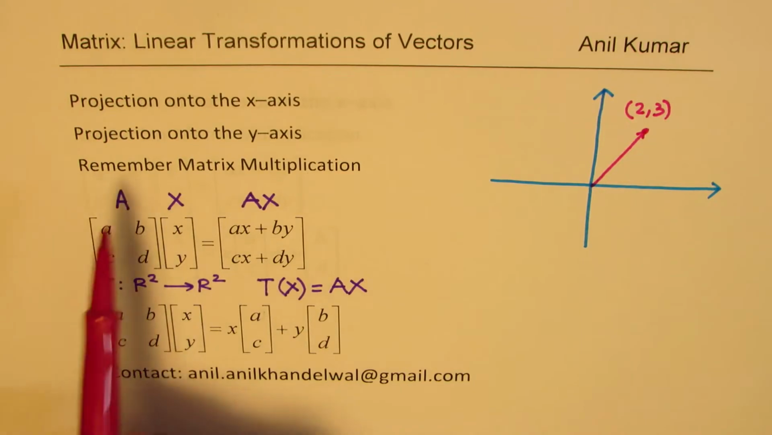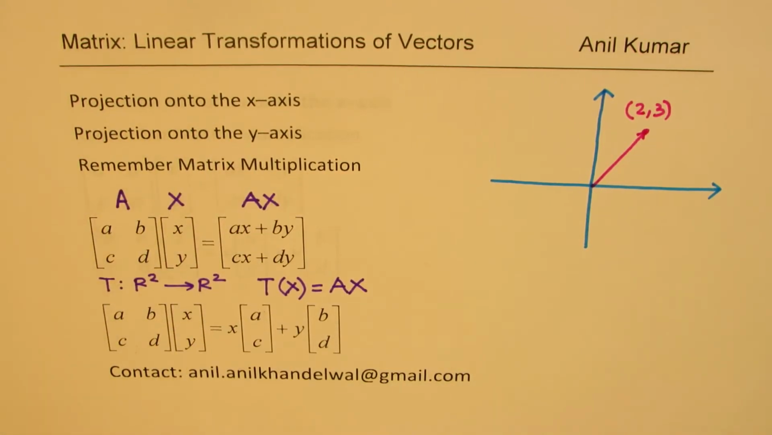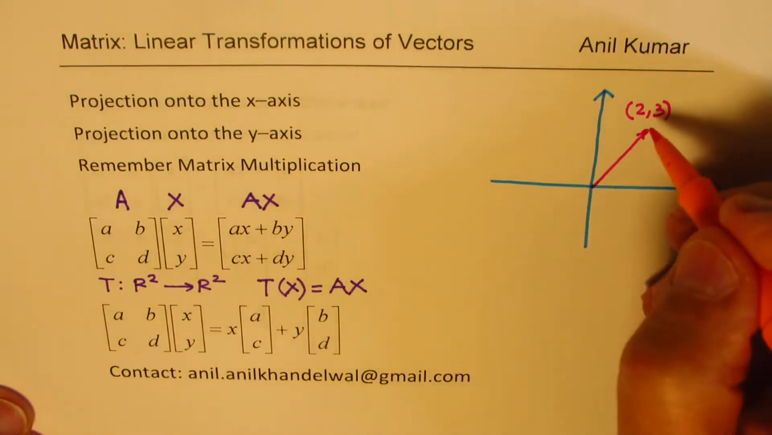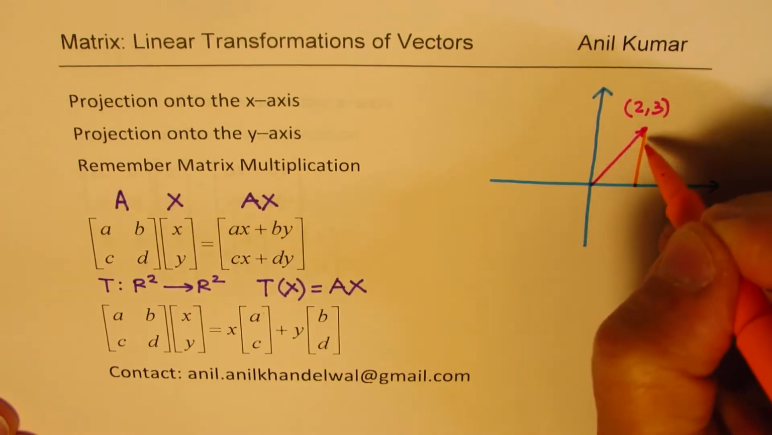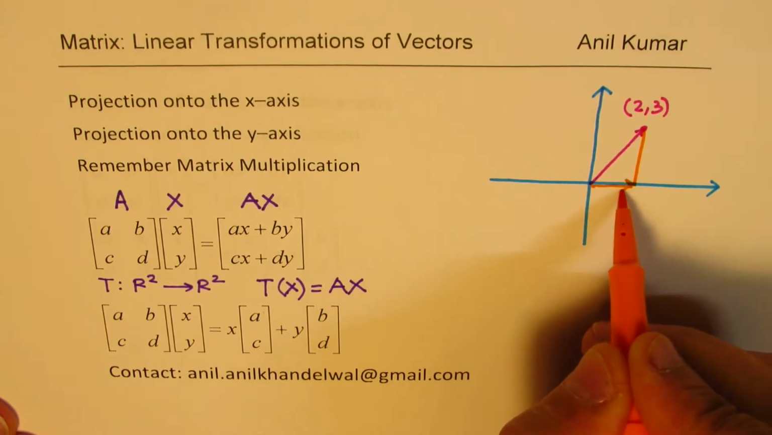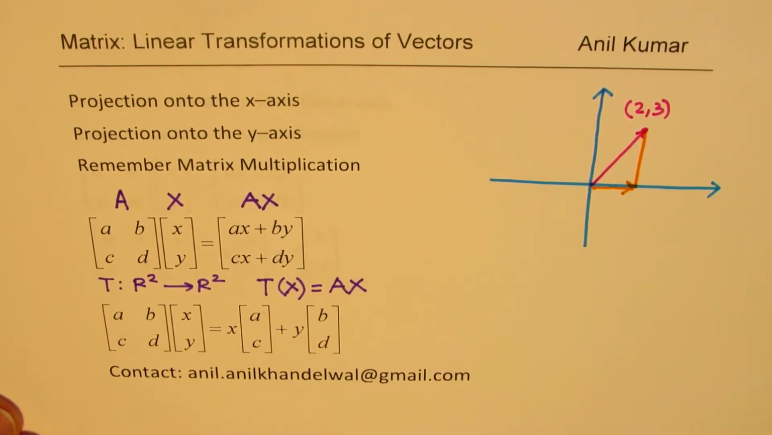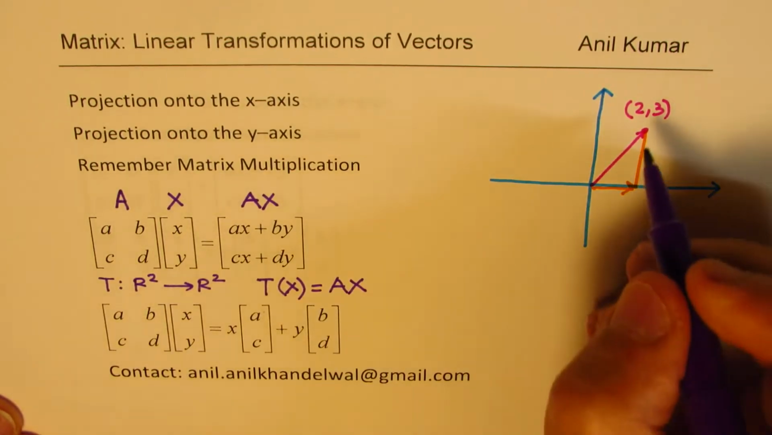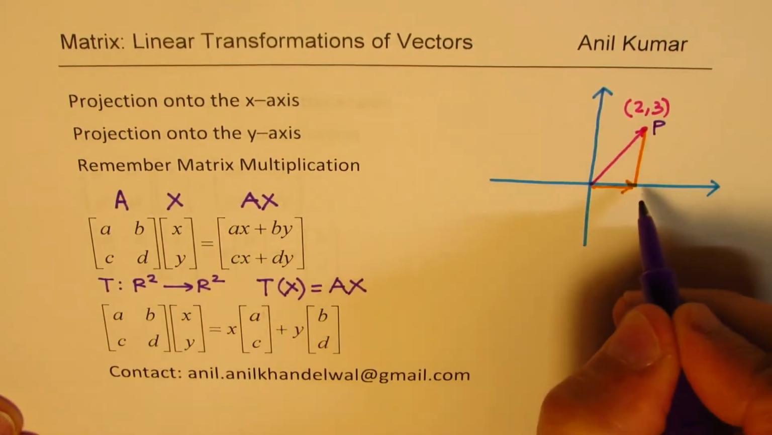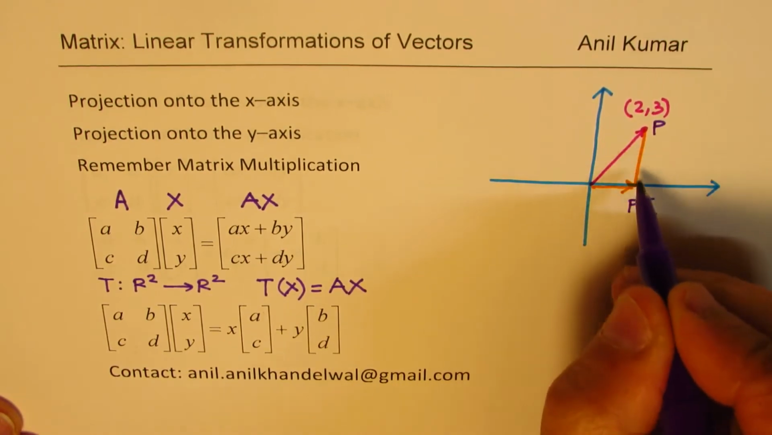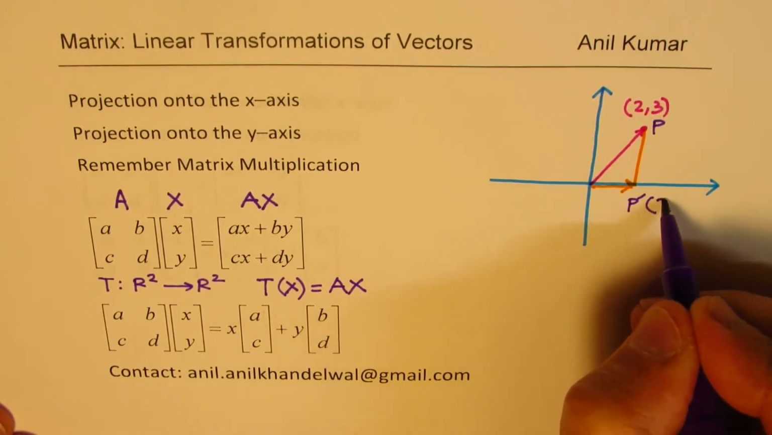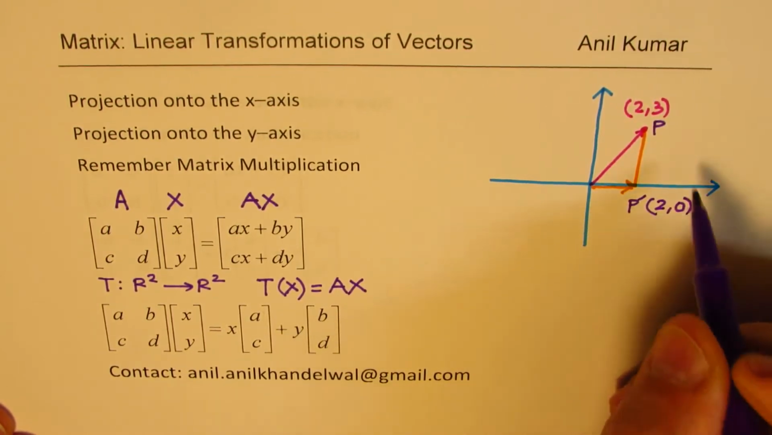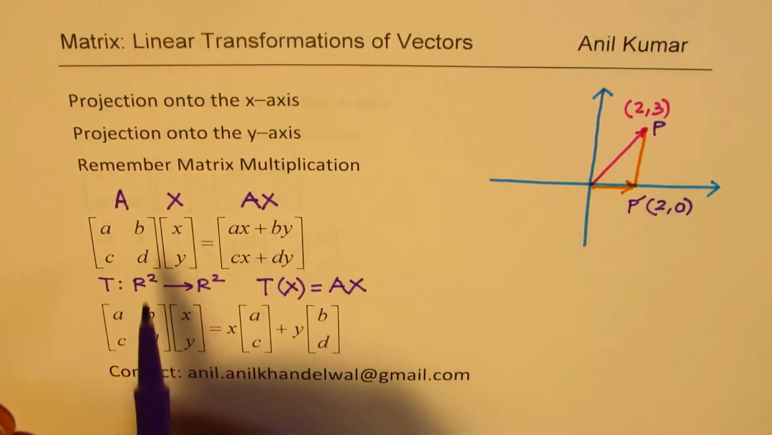So when we say projection onto the x-axis, it means what? It basically means that if I have something here, then the shadow of this falls right there. So that becomes the projection on the x-axis. You get the point. If this is my point P, then the projection on the x-axis will have the same x-coordinate, but the y-coordinate will be 0. So I'll get 2, 0 here. So that could be a linear transformation, which we are talking about.